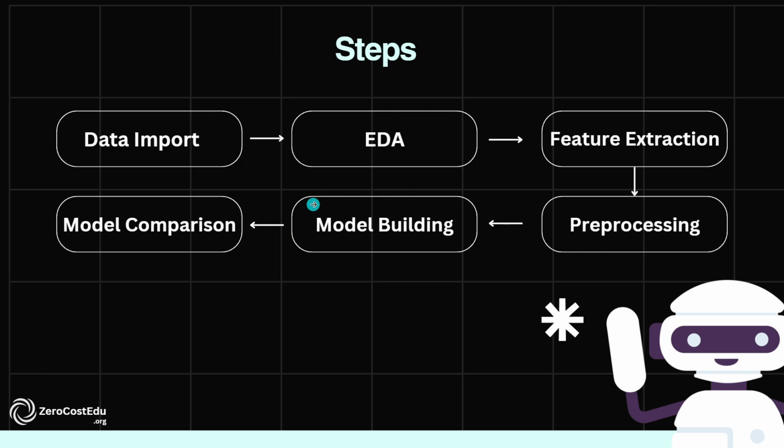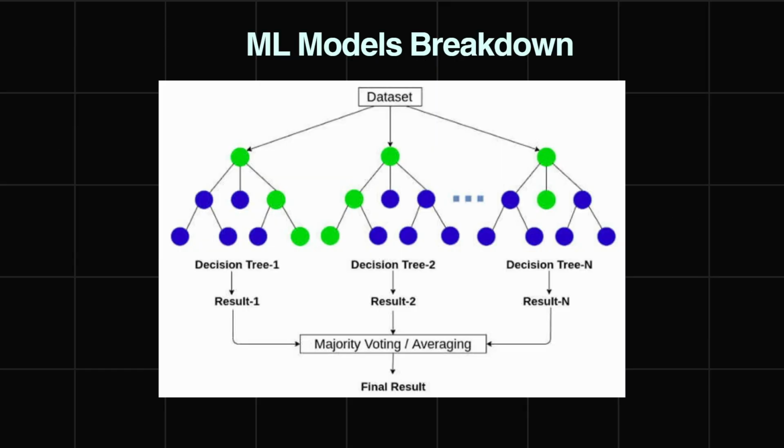ML building process. And after that, we can do a little bit of model comparison. Again, this is not mandatory. If we get time, we will use this step. After that, the next item is the ML model breakdown. Here for the ML model, we're gonna be using random forest regression.